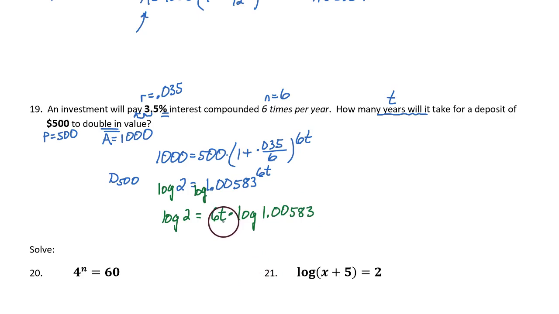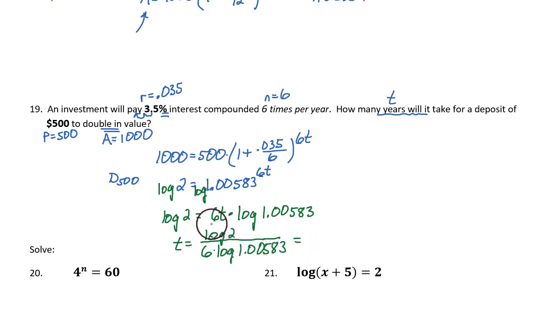Now to get the letter T alone, it's got a 6 in front of it, which you need to divide by, and it's got this log being times to T, which you need to divide by. So T is going to equal the log of 2 divided by the 6 and the log of 1.00583.